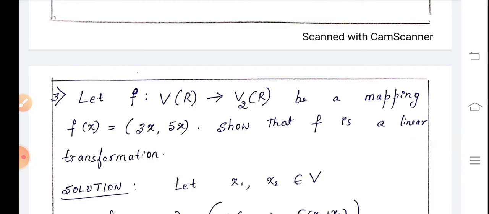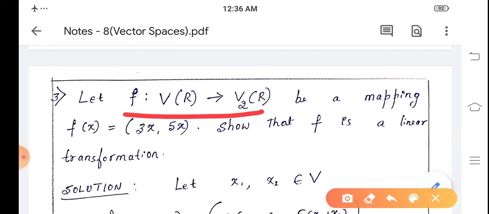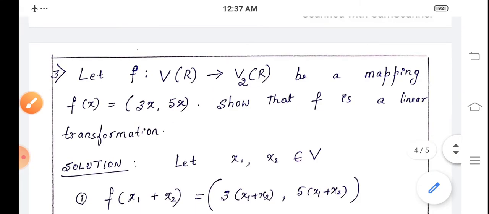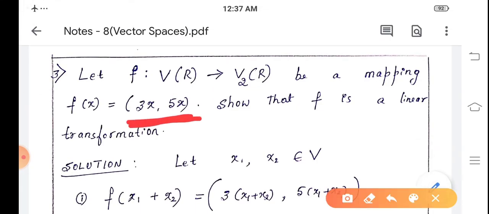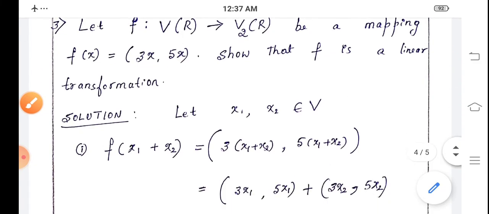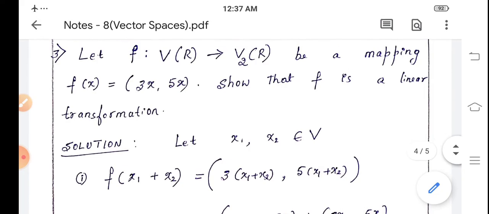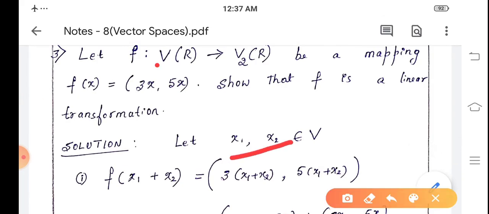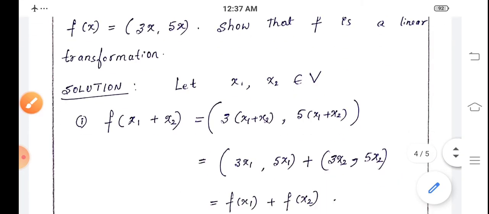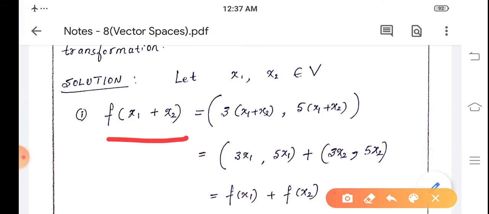Question number 3. Let f from V to R2 be a mapping defined like this: f of x equal to (3x, 5x). Then show that f is a linear transformation. Here also we shall verify the two conditions for linear transformation. First we take x1, x2 belongs to V. Now we shall find f of x1 plus x2.